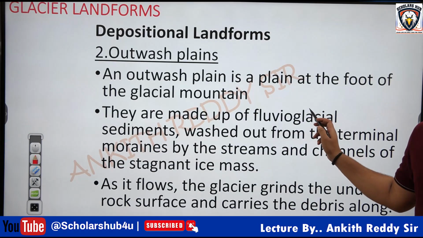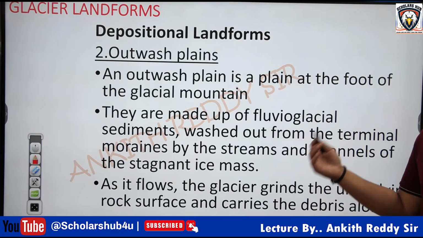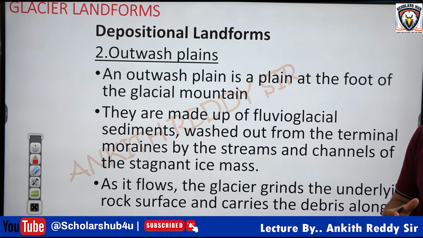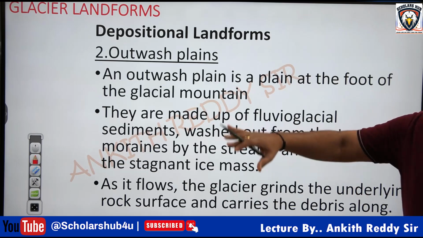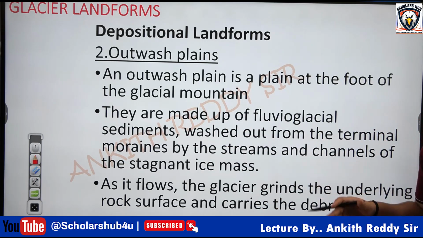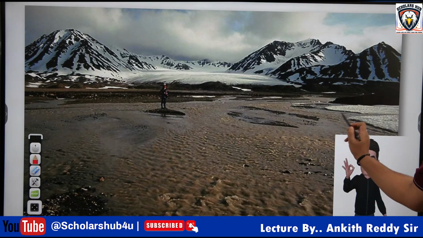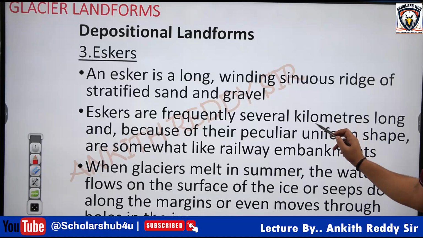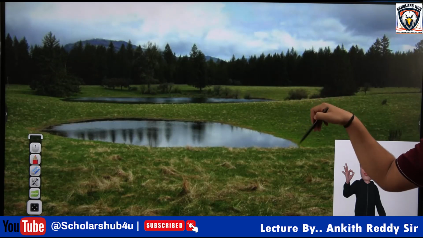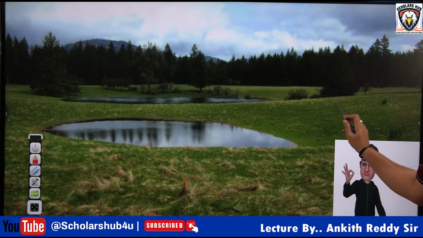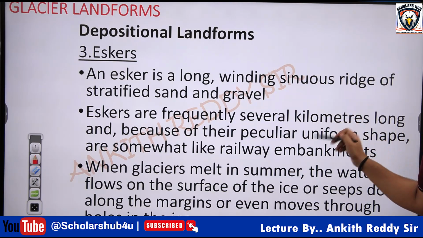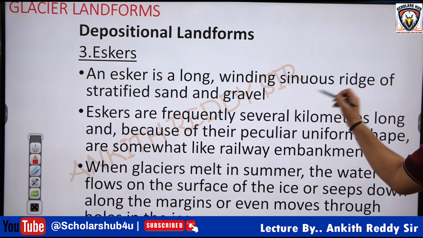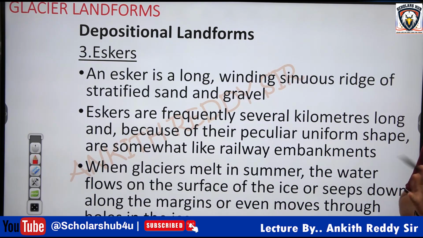Next, outwash plains. At the foot of the glacial mountains you can see these outwash plains. Whatever till is carried by the glacier is spread in that area by glaciofluvial action, forming outwash plains like this. Then we discussed kettles. Basically, they are depressions formed by the ice of the glacier. Eskers are long, winding ridges of stratified sand and gravel, meaning small pebbles and so on. When the glacier moves along its path, it forms long ridges like this.